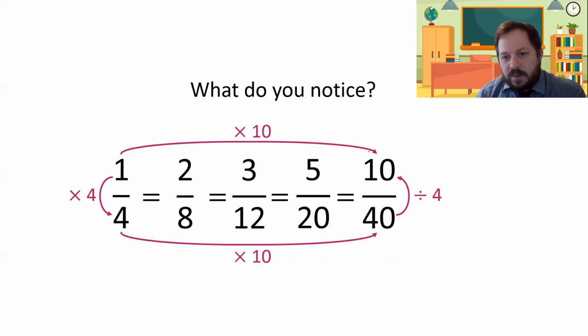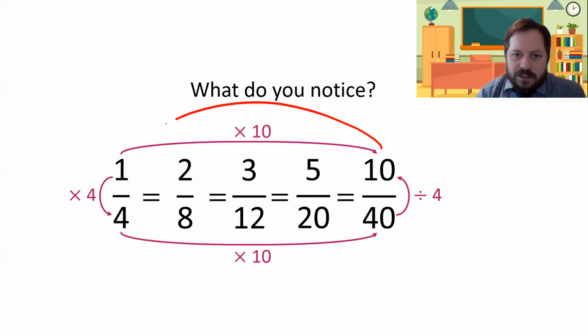We could go the other way as well. So say if we had 10/40ths, and I wanted to get down to here again, I could divide by 10.